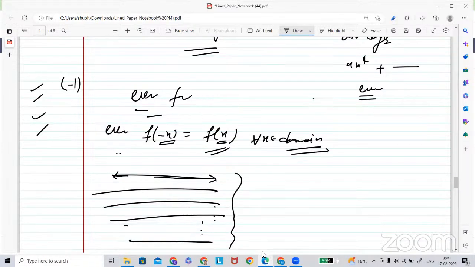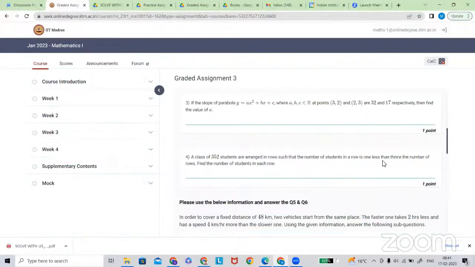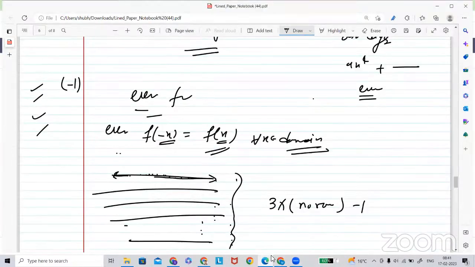In a row, whatever the number of students is, that is the number of rows. How many rows are there? We don't know how many rows there are. Okay, but if you take thrice the number of rows, minus 1, I think that is saying 1 less than, yeah, the number of rows minus 1. This is the number of students in a single row. That's the question here.